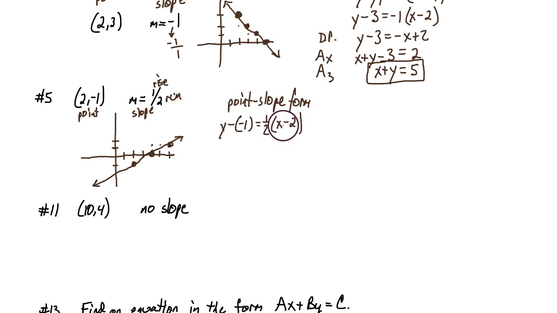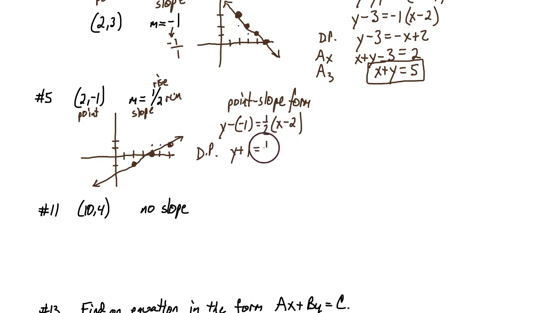We want the format ax plus by equals c, which doesn't have any parentheses. So let's do the distributive property. At the same time we're doing the distributive property, we can fix the subtracting -1 and write it as plus 1.